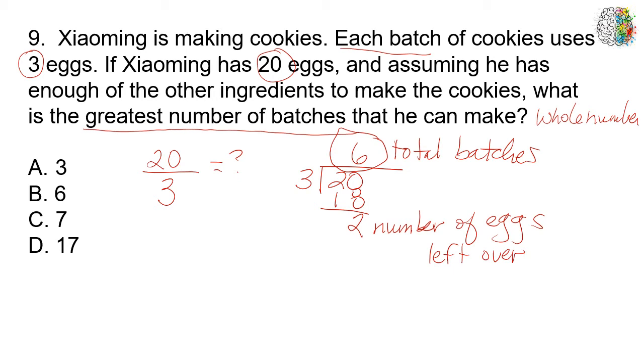So for this problem, it's looking to see, do you know how to do a division problem and setting up your long division correctly? So our answer would be B for 6 eggs. If they wanted to know how many eggs would be left over, your answer would be 2.